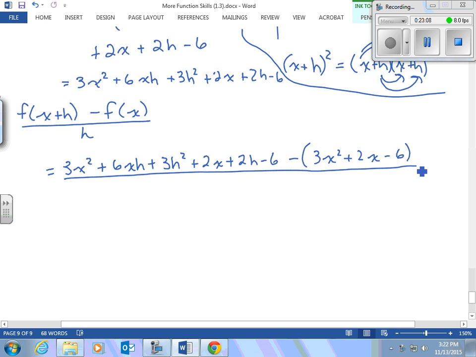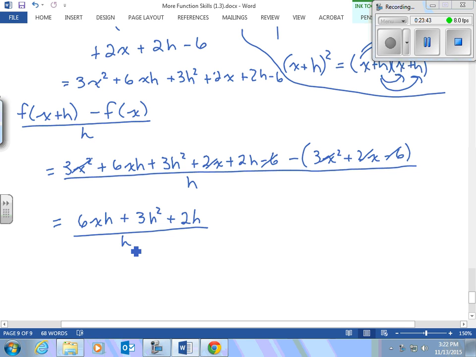So we need to be very careful as we collect our like terms here. So notice that I have a 3x squared and I'm subtracting a 3x squared. I've got a 2x and I'm subtracting a 2x. I've got a negative 6 and I'm subtracting a negative 6. So I'm left with 6xh plus 3h squared plus 2h all over h.